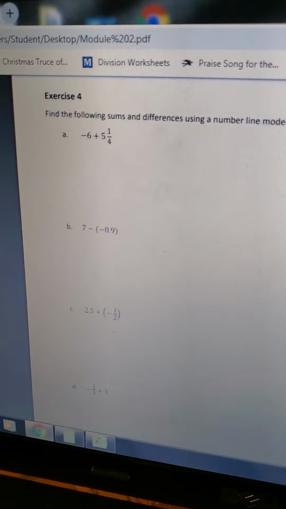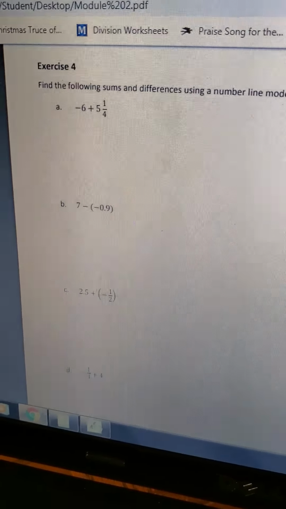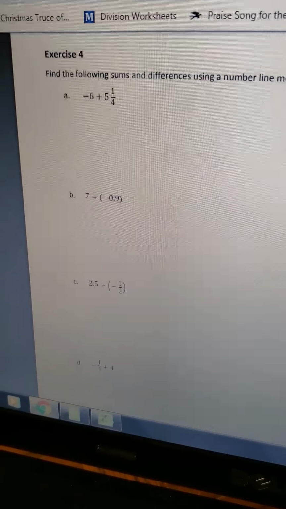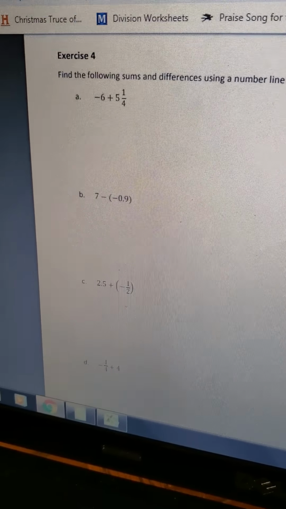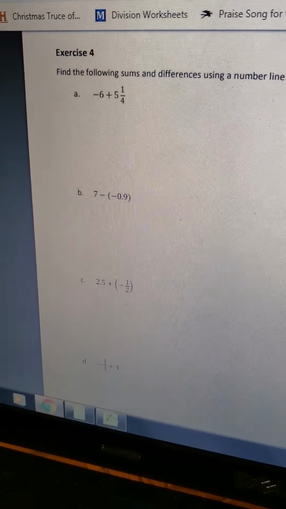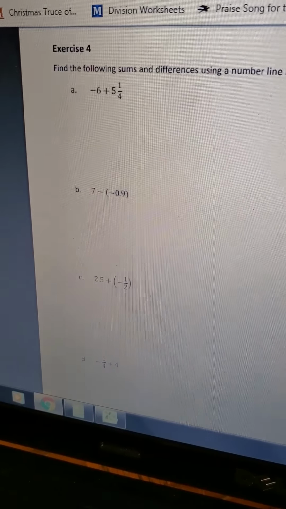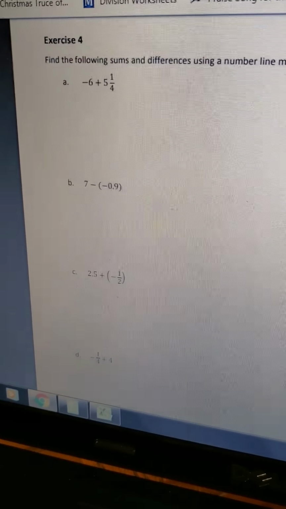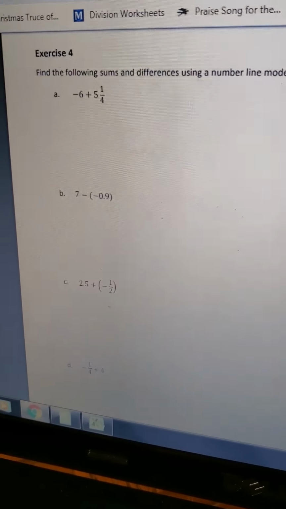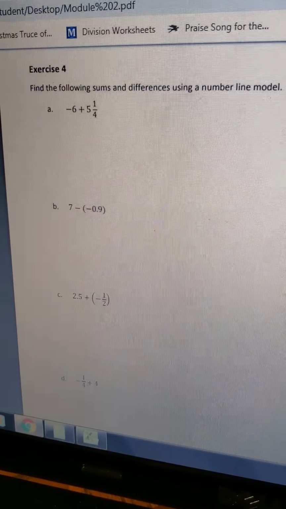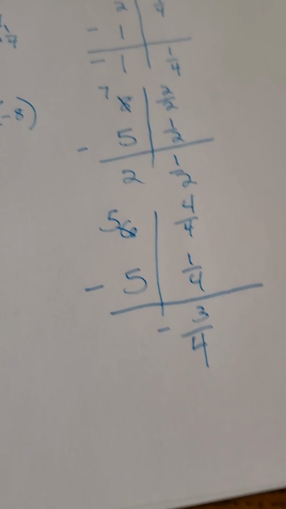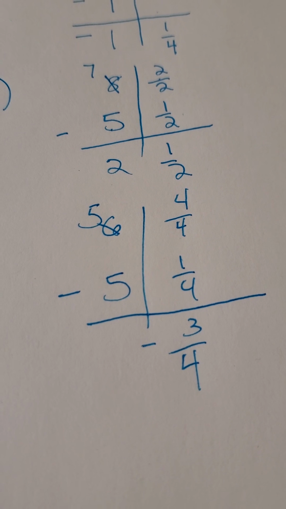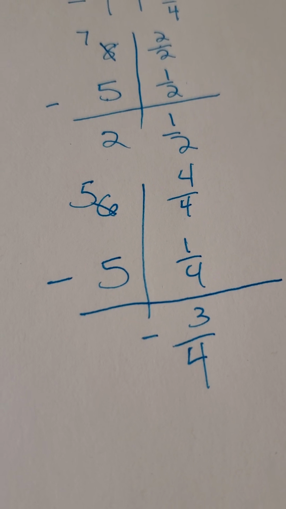Okay, so we have negative plus a positive. So once again, even though it's an addition sign, we're going to be subtracting the numbers from each other. Which number did you put at the top? We have -6 and we have positive 5.25. Hopefully you knew that the 6 is larger. So that would go at the top and 5.25 would go underneath it.